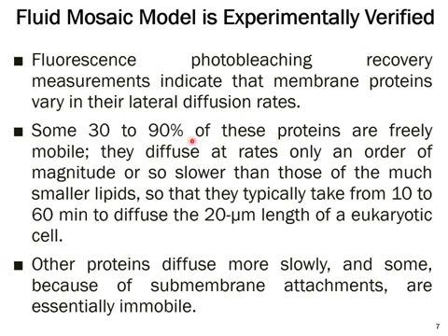Some 30 to 90% of these proteins are freely mobile. So ranging from 30 to 90%, some of the proteins are freely mobile. They can move anywhere. They can diffuse very quickly. They diffuse at rates only an order of magnitude or so slower than those of the much smaller lipids. So they typically take from 10 to 60 minutes to diffuse the 20 micrometer length of a eukaryotic cell.